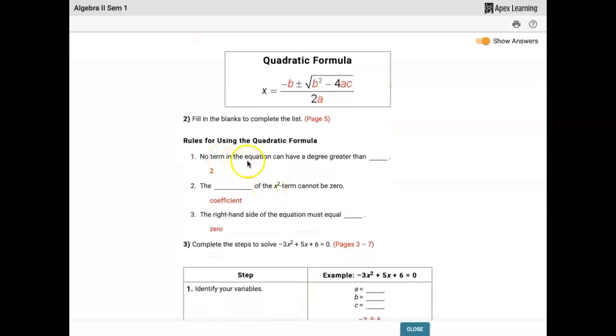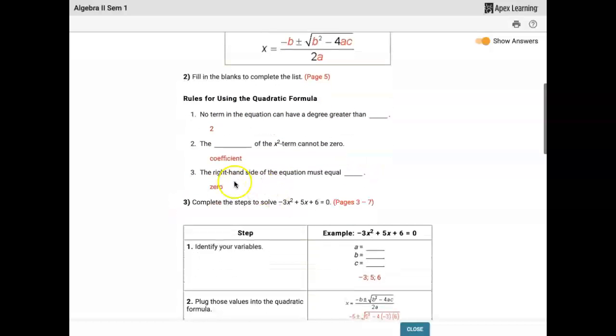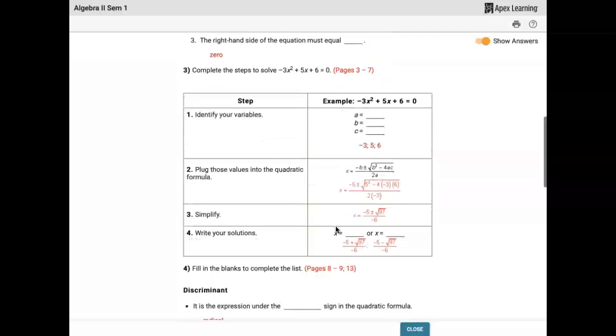All right, now, couple rules here. No term in the quadratic equation can have a degree higher than 2. X squared is the highest. The coefficient of the x squared term cannot be 0, and the right-hand side of the equation must equal 0. It's got to be in that standard form where the right-hand side equals 0. So if we look at actually figuring out how to solve this, first off, our equation is in standard form. The right-hand side of the equation is 0, so we're good to go on that one. Next, we're going to identify our variables, A, B, and C. We identify them, and we plug them into our quadratic formula. We just straight up plug them in for where they go.